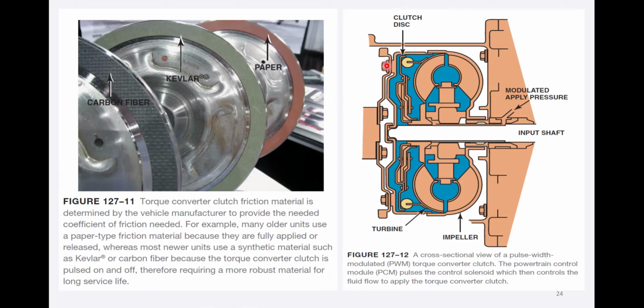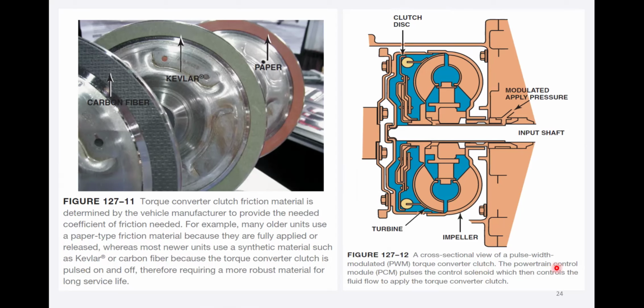Now in this figure, we have an engine on this side. This is your flex plate, and this is your turbine, and this is your impeller and stator, and this is the input shaft to the transmission. And this is the modulated applying pressure here, and this is the clutch disc. A cross-sectional view of a pulse width modulated torque converter clutch.